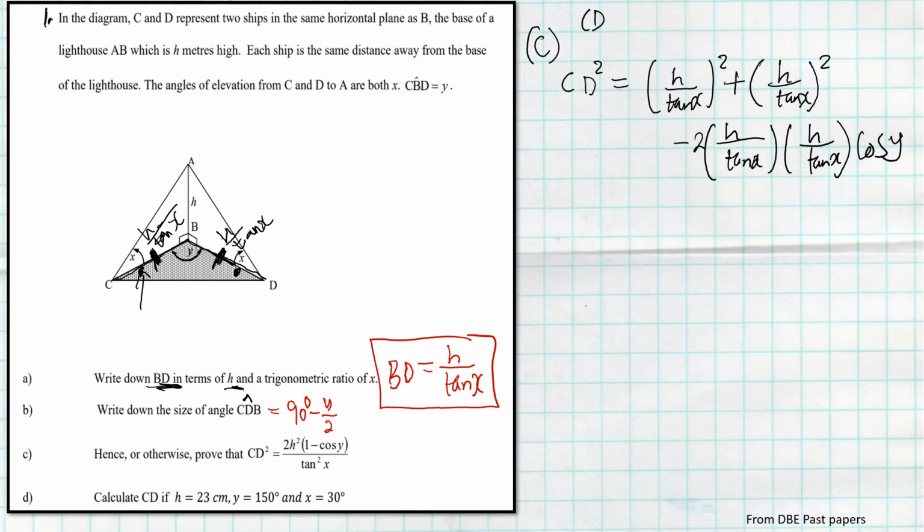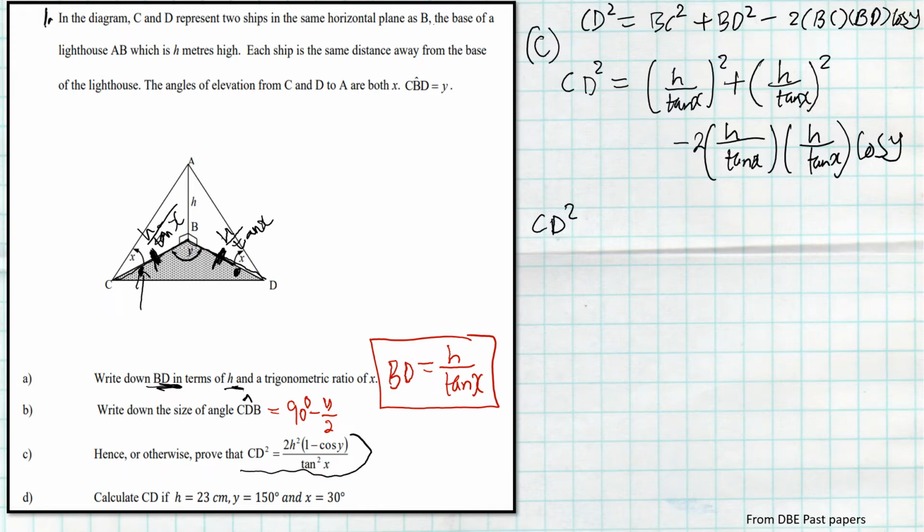Or maybe let me just write the general one here so that you may not get lost. So I'm just saying CD squared is equal to BC squared plus BD squared minus 2 into BC BD, then multiplied by cos y. So that's the cosine rule that I'm using, right? What's left now is just to simplify, and you show them that really your CD squared is going to be equal to that.